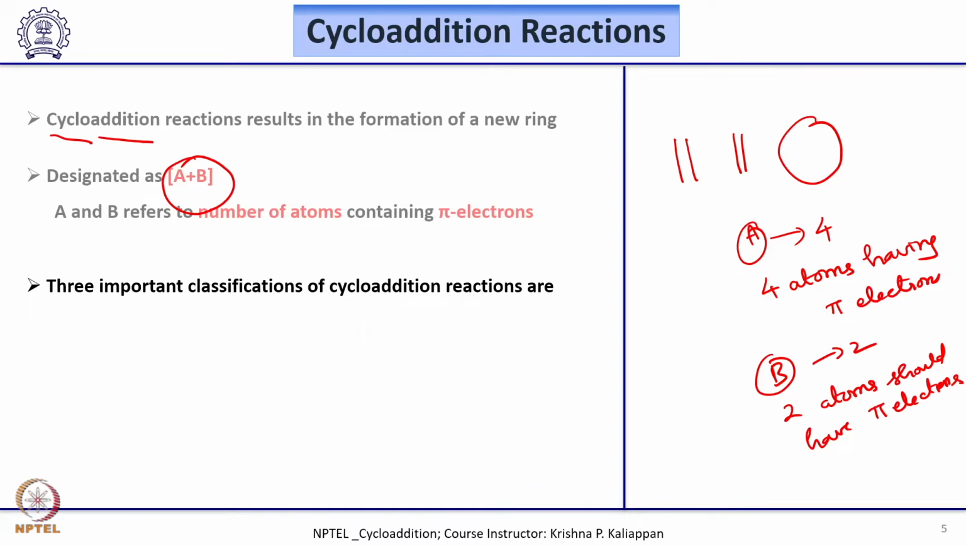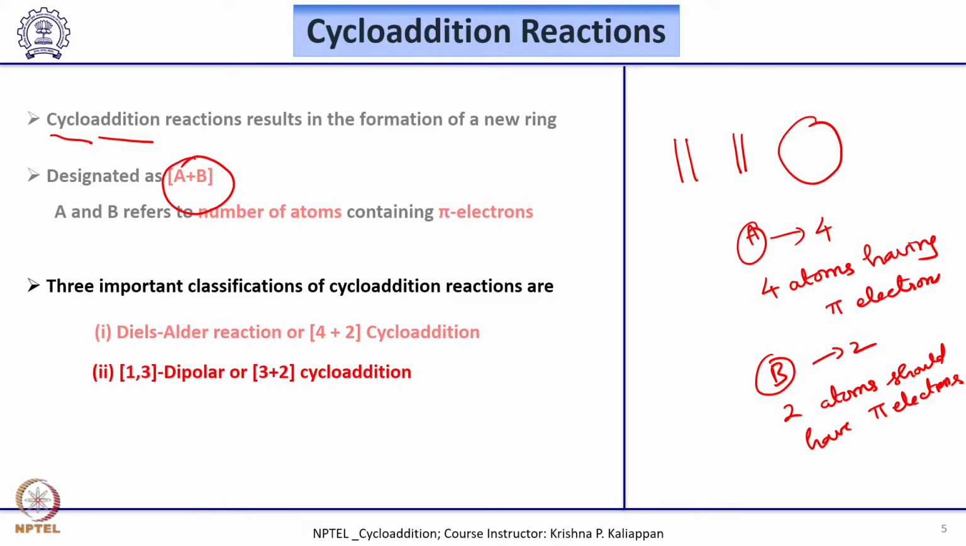Now how can cycloaddition reactions be further classified? There are quite a few types of cycloaddition reaction, but for this course we will restrict to only 3 types. One is the 4+2 cycloaddition reaction. That means this reaction involves 4 atoms having pi electrons reacting with 2 more atoms having pi electrons. This is also called the Diels-Alder reaction.